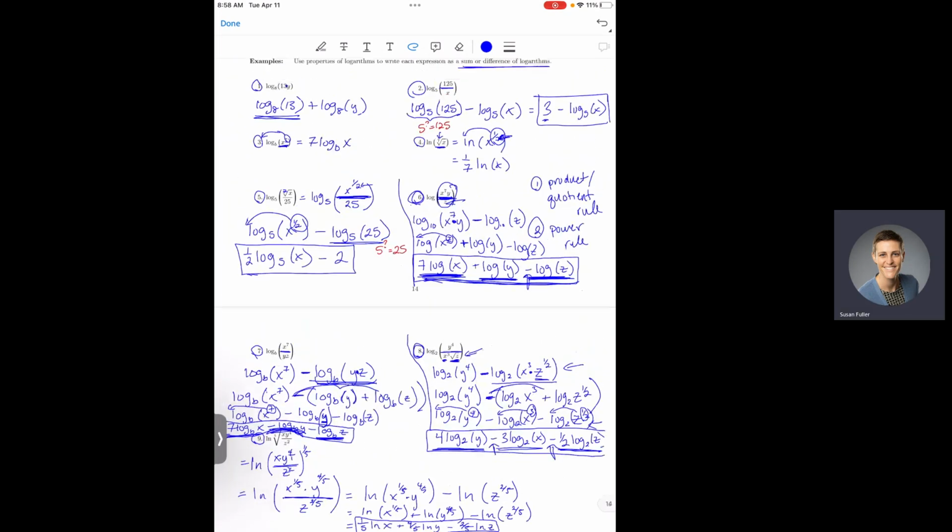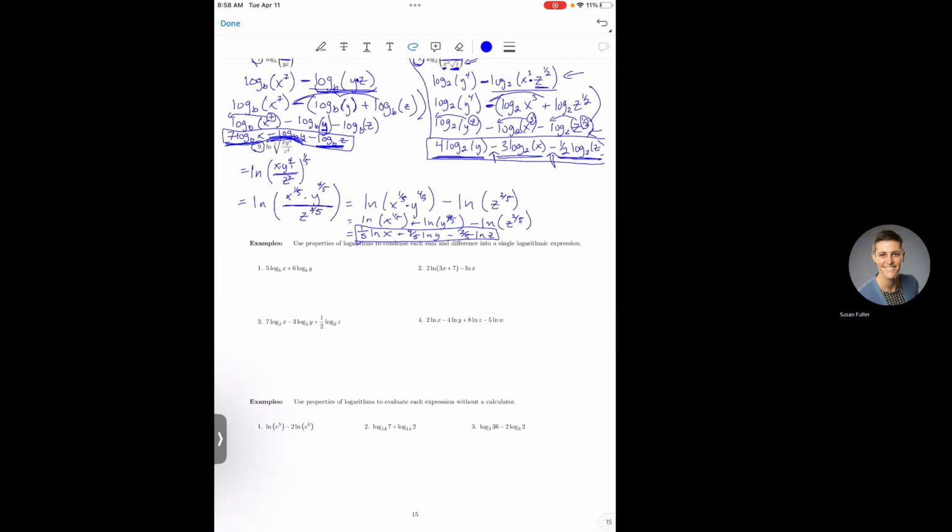So before we said that the order that we needed to do things in was the first thing that we were going to do were the product and quotient rules, and the last thing was the power rule. When we're condensing, we're going to do that in the opposite order. The first thing that we're going to do is the power rule, and then the second thing that we're going to do are the product and quotient rules.